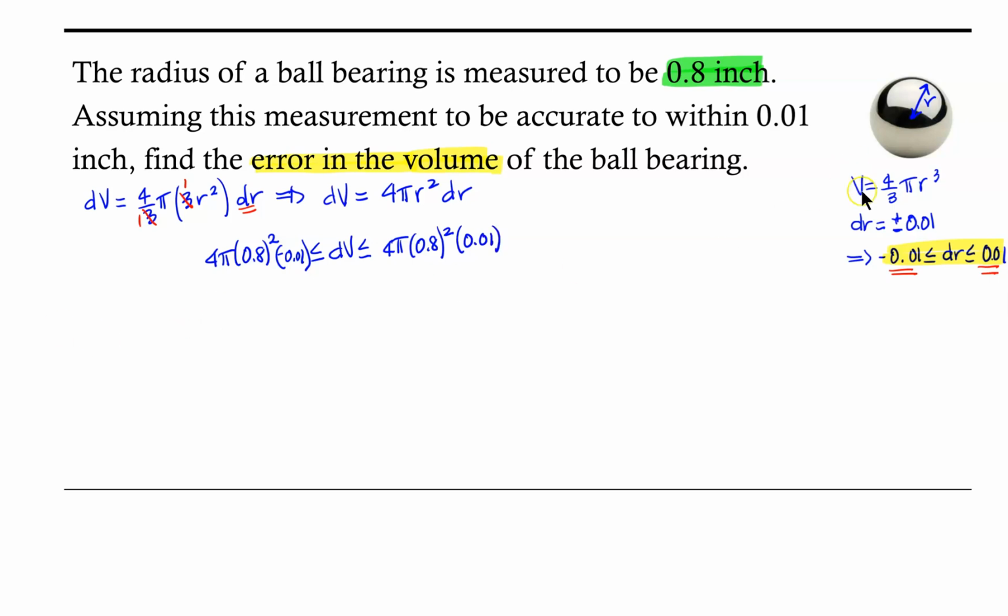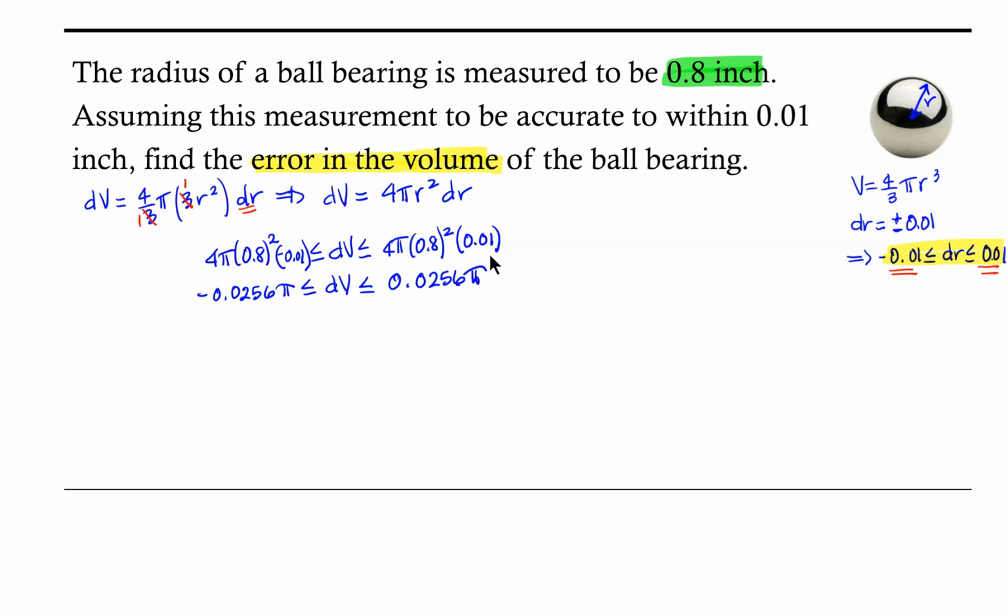So because we know that the error in our measurement is somewhere in between -1/100th and 1/100th, then our dV is going to be somewhere between dV using our lower bound for dr and dV using our upper bound for dr. So if we multiply these quantities out, we get negative 0.0256 pi is less than or equal to dV, which is less than or equal to 0.0256 pi as our upper bound. And these are in square units.